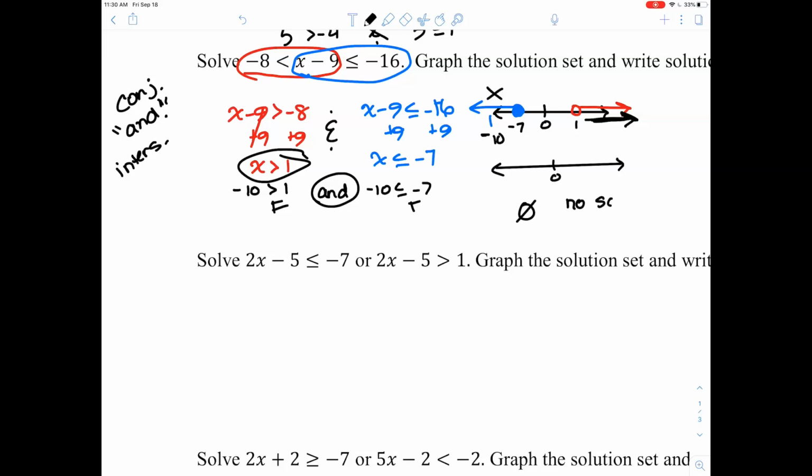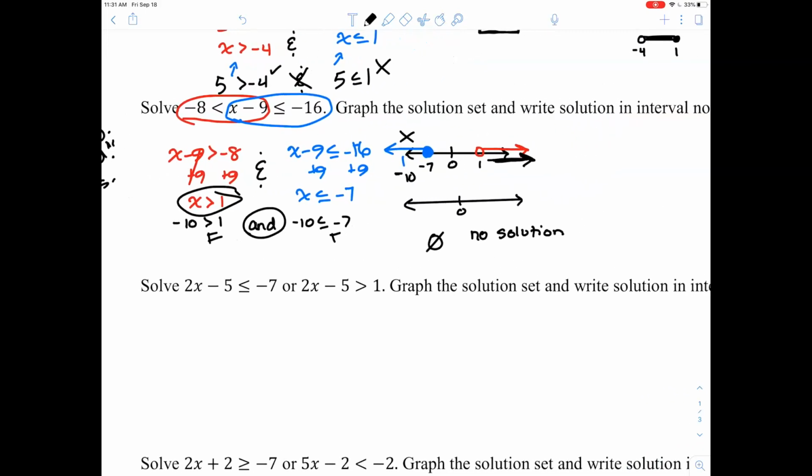On your homework, you'll have to type in no solution. Spell it right. I don't care about capitalization, but spell it right. Okay, and that would be that.